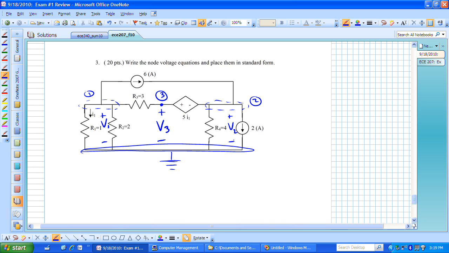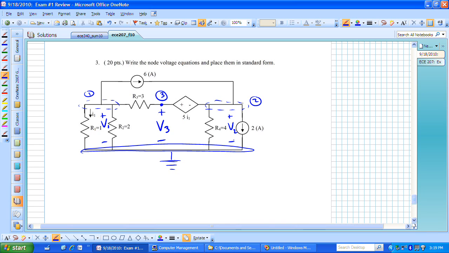I've now defined my node voltages. I need to write my equations, and for node voltage analysis we're writing Kirchhoff's current laws for the algebraic sum of the currents at each node. And typically I will write all the currents leaving the node, although if I have a current source, depending on whether it's coming into or out of the node, I may just leave it as it is.